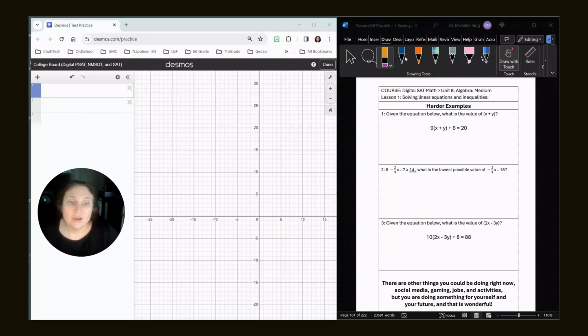Now, I kind of like how Khan does this question, and they do it without a graphing calculator. Basically, they say, given the equation below, what is the value of x plus y? Well, we notice that x plus y is here and it's here. So instead of thinking distribution and substitution and all of that kind of stuff, just think of it like 9 star plus 8 equals 20. So 9 times what number? We know that that value is x plus y. That's what we're looking for. We're not looking just for x or just for y. We're looking for x plus y combined.